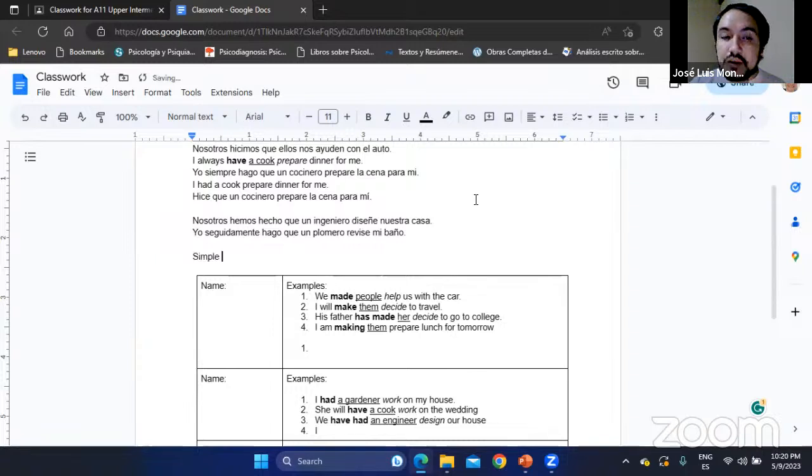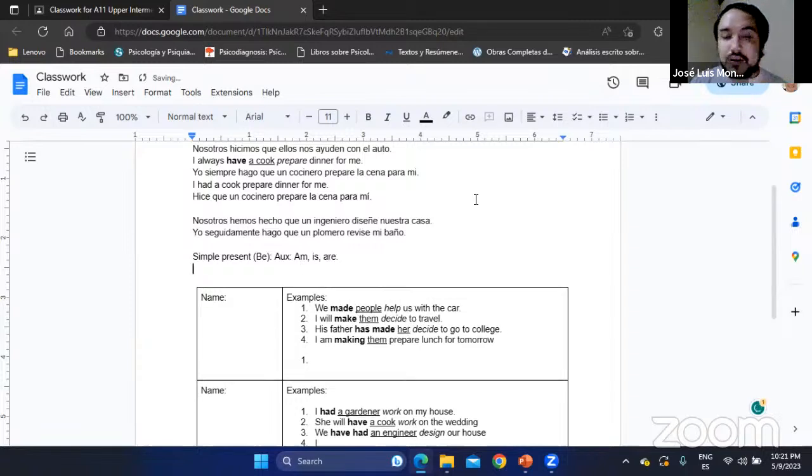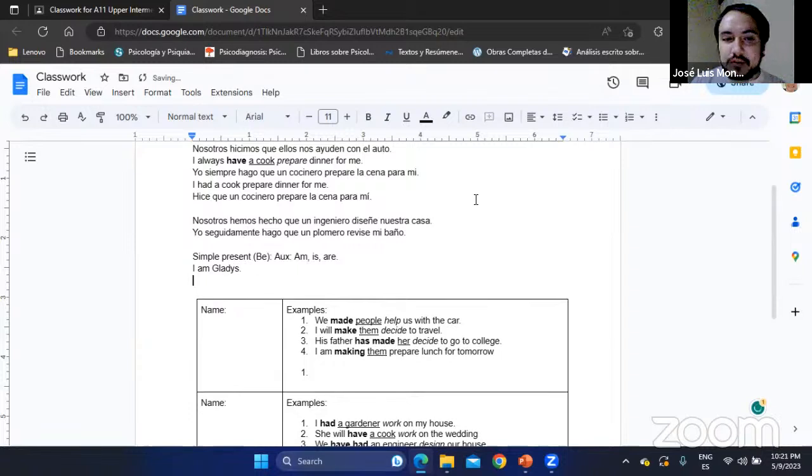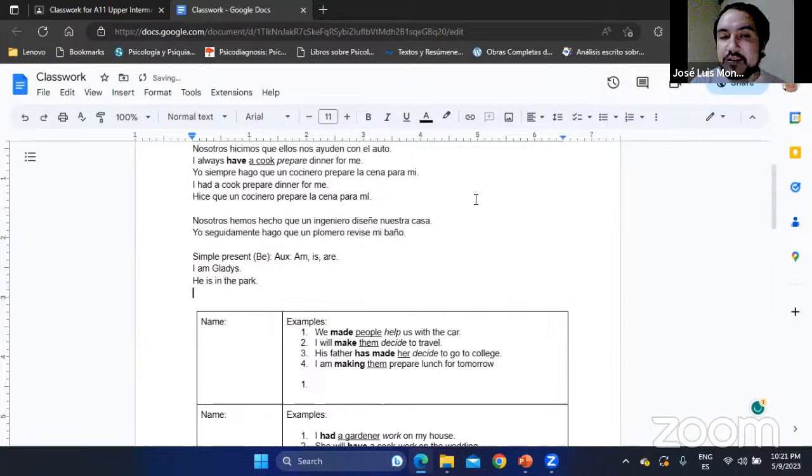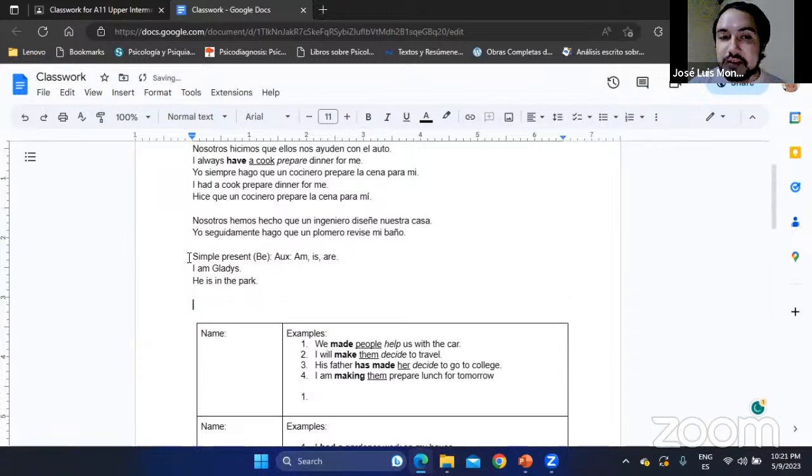So I'm going to start with the simple present of the verb to be, only the verb to be. Here, the auxiliary, of course, is be. Actually, instead of be, we're going to say directly it can be am, is, or are. So this is very simple. This is your example. That's just the verb to be, the very basic idea. Okay, that's the first tense.